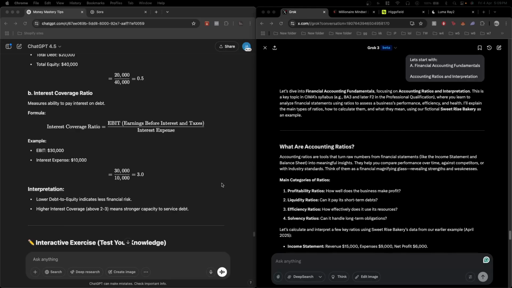So if your EBIT is $30,000 and your interest expense is $10,000, applying the above ratio, we have $30,000 divided by $10,000, which results in 3.0. So what is the interpretation? A lower debt to equity indicates less financial risk. A higher interest coverage, above 2 to 3, means stronger capacity to service debt.